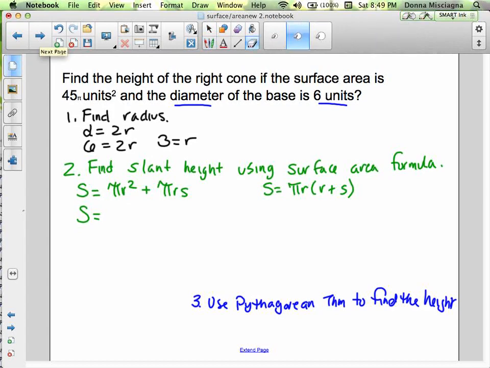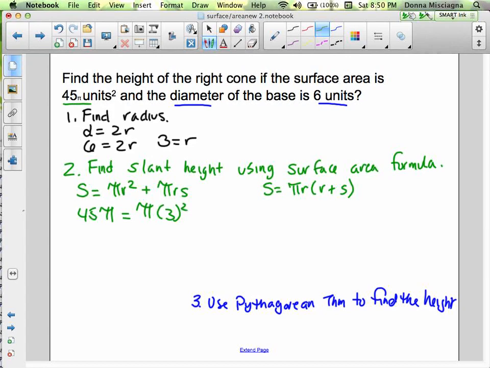First of all, we know the surface area. So let's replace S with 45 pi, is equal to pi, we know the radius, 3 squared plus pi times 3 times s. All right, so now we're going to simplify. 45 pi is equal to, this would be 9 pi plus 3 pi times a slant. That's not a 5, but a slant.